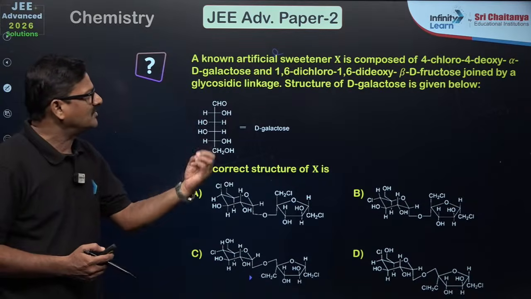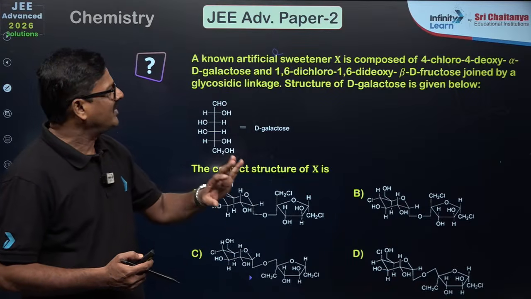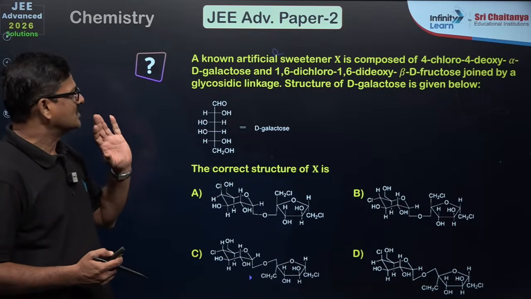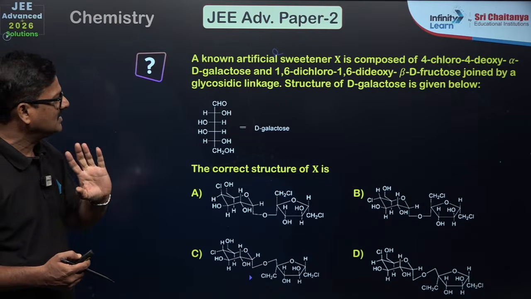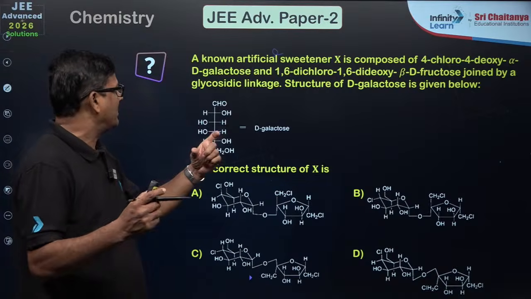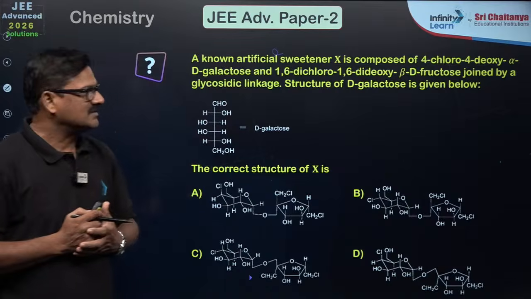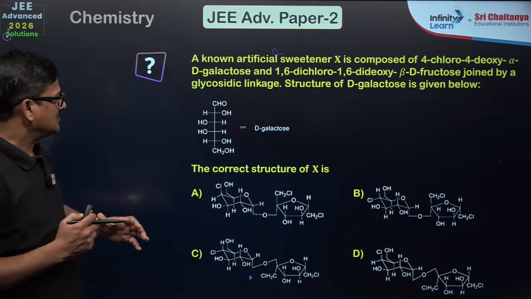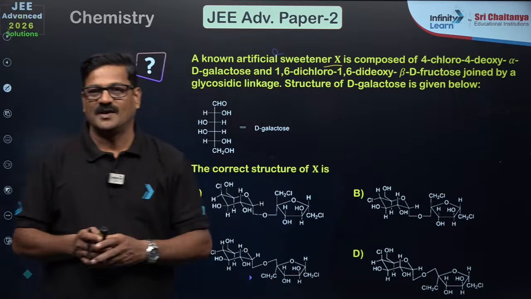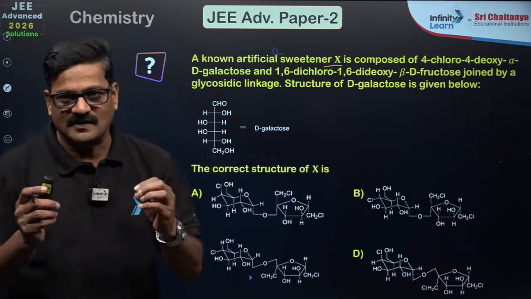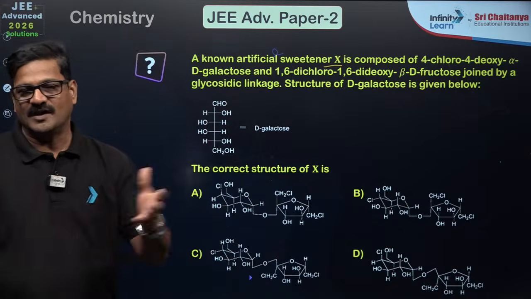A non-artificial sweetener X is composed of 4-chloro-4-deoxy-alpha-galactose and 1,6-dichloro-1,6-dideoxy beta-D fructose joined by a glycosidic linkage. The structure of D-galactose is given below. So the structure of this X is supposed to be. If you know how to draw the open chain structure and convert it into the ring structure, the game is done.